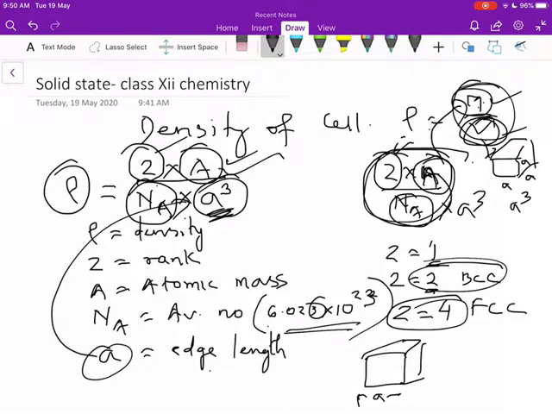Then the atomic mass depends upon which element it is, so you write the atomic mass, then Avogadro's number, then the edge length will be given. One more thing: the edge length in most cases will be given in picometer. And when you are calculating density it may be in gram per centimeter cube. So you have to convert picometer into centimeter. Do not forget to convert picometer into centimeter. I hope you know the relationship between picometer and centimeter.